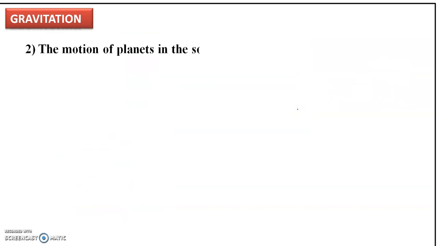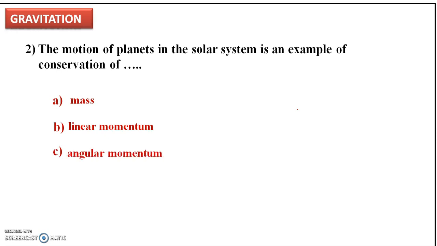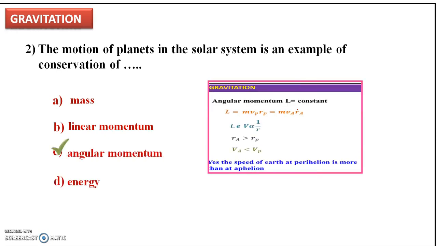Next, the motion of a planet in the solar system is an example of conservation of angular momentum. Why? Because L equal to m v r remains constant. For the perihelion and aphelion points, the speeds are different. So the motion of a planet in the solar system is one of the best examples of conservation of angular momentum. Thank you.